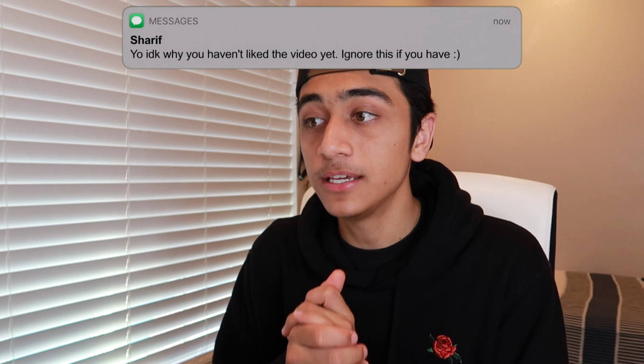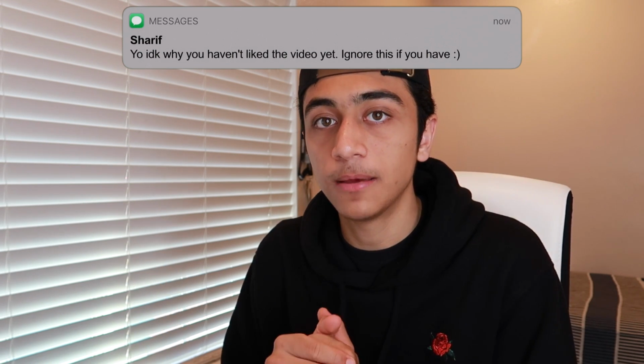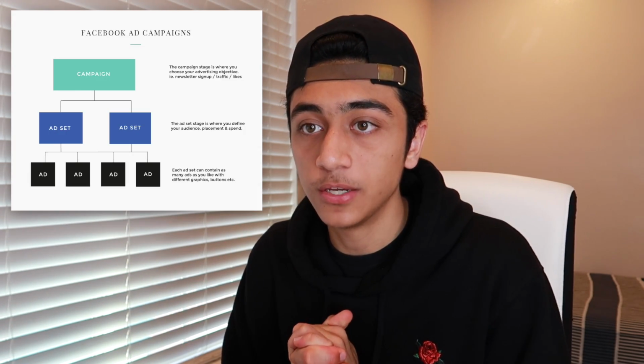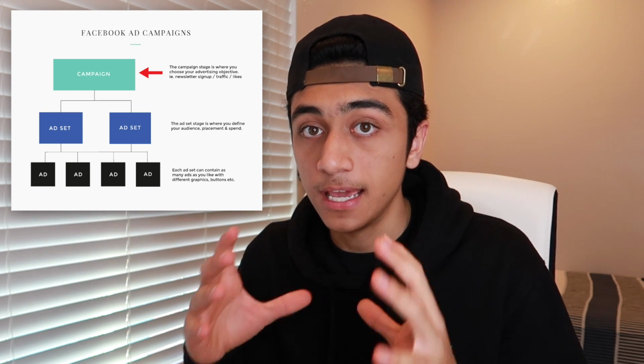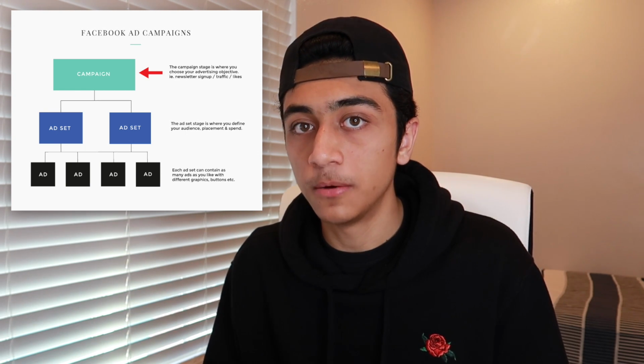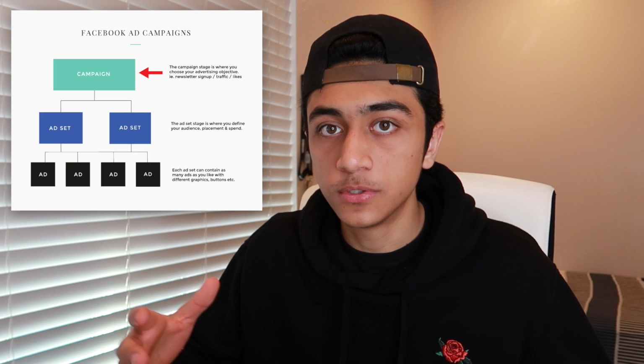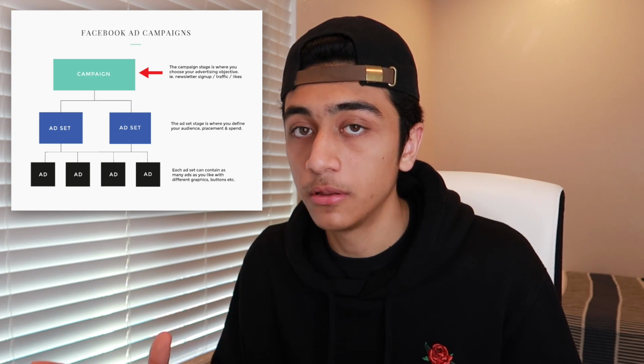But yeah, now once we're done with the columns, we're ready to go ahead and create our campaign. But before we do that, I sort of want to give you guys a structure on how everything should sort of flow. So here is a diagram on how everything works. As you guys can see, there is a campaign. In the campaign, we're going to choose which objective you want. So whether you want video views, link clicks, or whatever, we're going to choose all of that in the campaign.